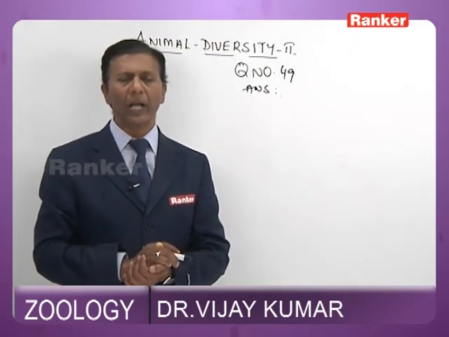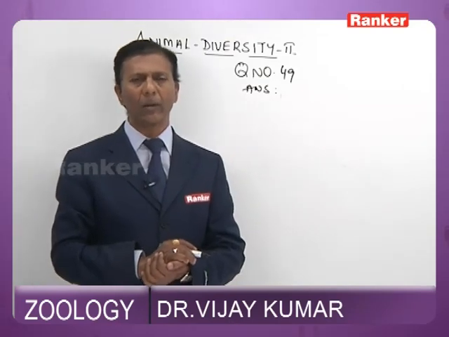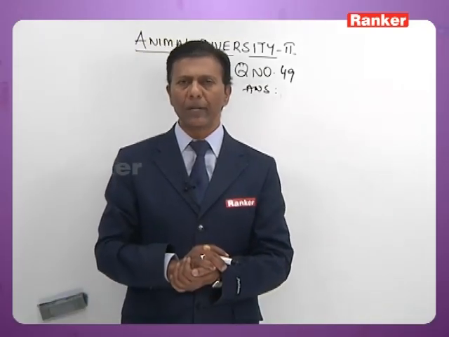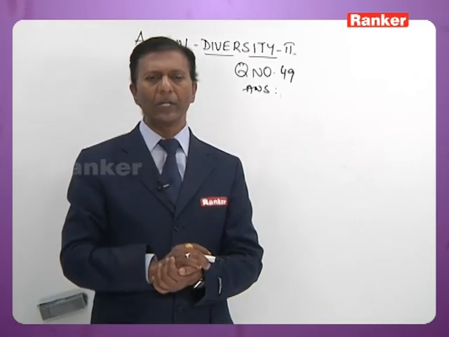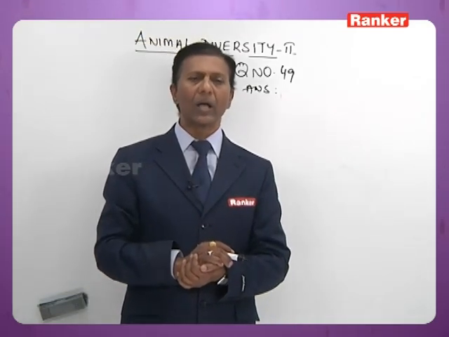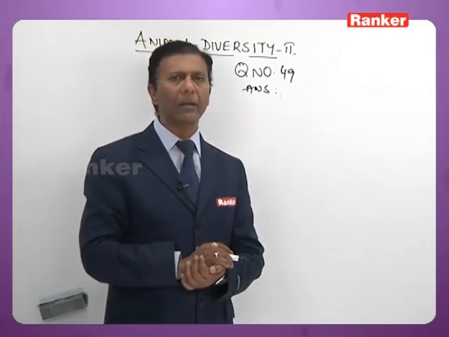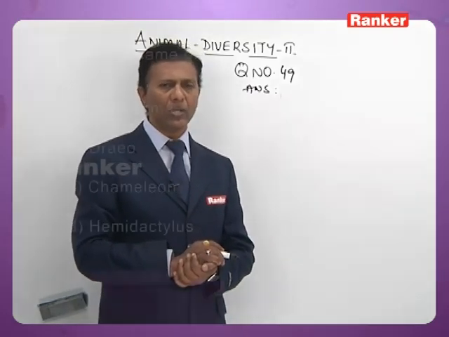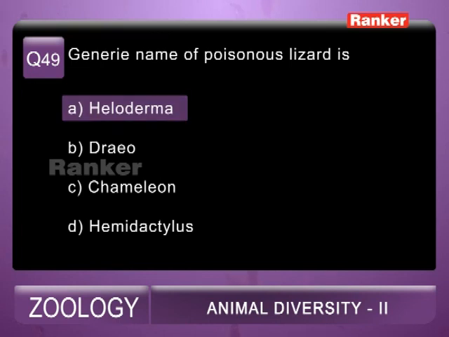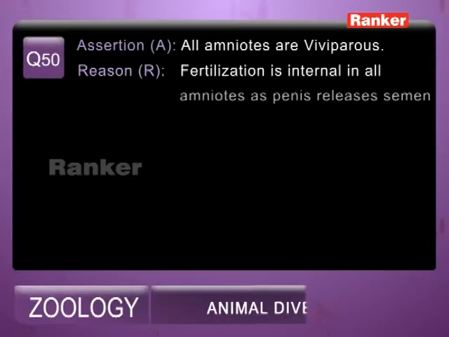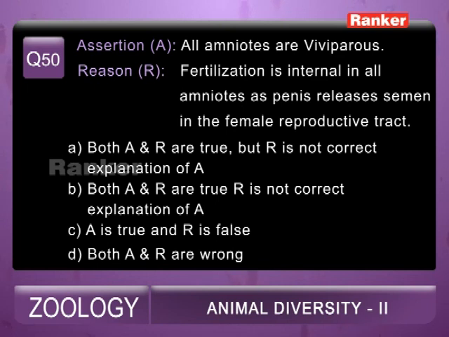Only 2 lizards are poisonous, that is Heloderma suspectum and Heloderma horridum. One is called Gila monster, the other one is called Mexican beaded lizard. Only those 2 species of genus Heloderma are poisonous. So the generic name of poisonous lizard is A. Heloderma. So 49th question correct answer is A.